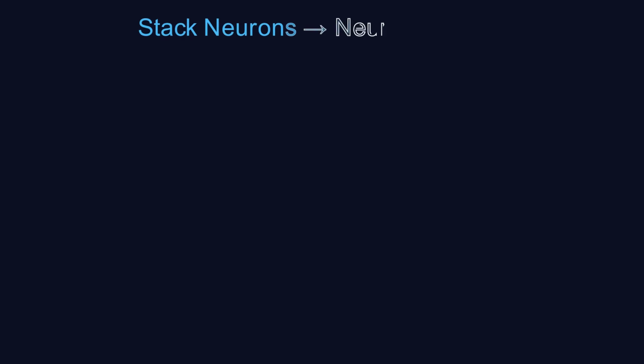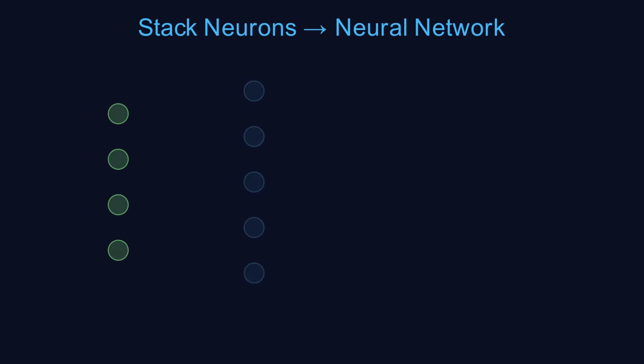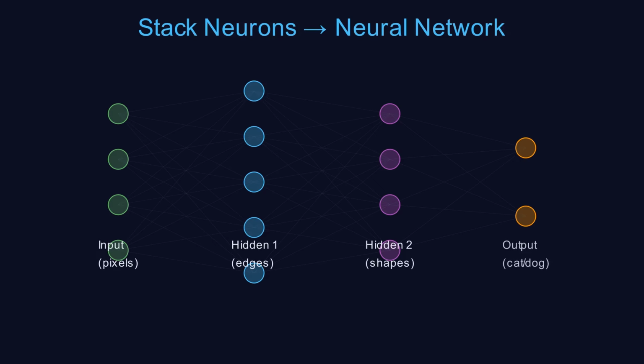Now stack thousands of neurons in layers. The first layer sees raw pixels. The second layer learns edges. The third, shapes. The final layer makes the decision, cat or dog. This is a neural network. A signal enters the input layer, gets transformed at every layer, and exits as a prediction. For reference, ResNet 50, a famous image classifier, has 50 layers and 25 million parameters.